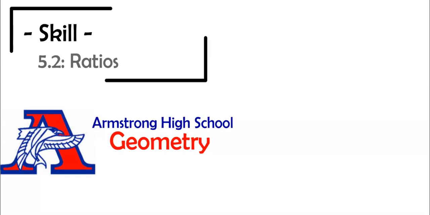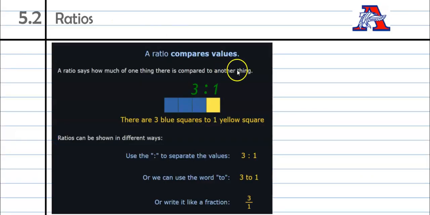This is 5.2 ratios. And what you're going to want to do on this first slide is just copy everything down that's in black here. I found this on the internet and thought it was a really good way to explain what a ratio is. I liked the pictures that they used, and I liked the definitions, so I just copied it on here. So a ratio compares two values.